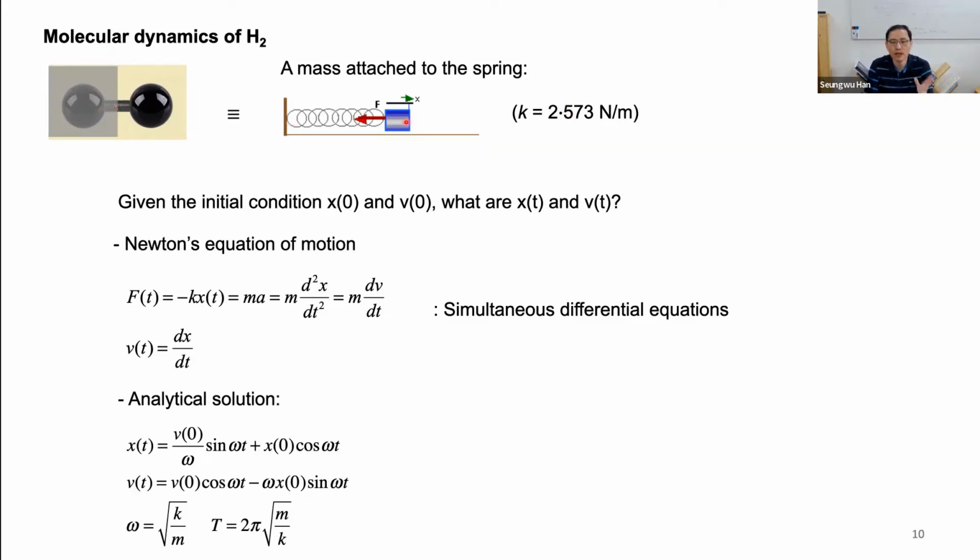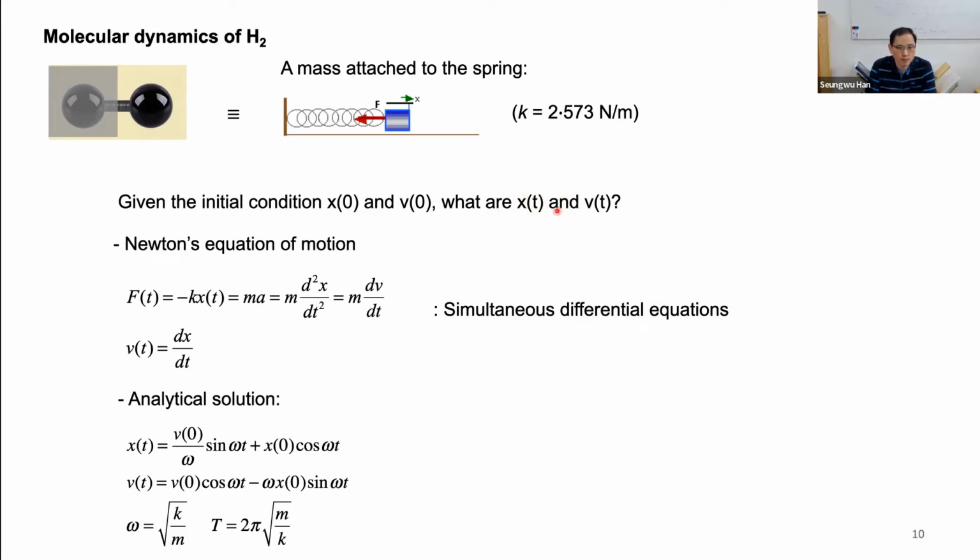Okay, so this is simply the problem of a mass attached to a spring, which we know the solution well from general physics. And here our question is that from the initial condition of x0 and v0, the position and the velocity, what are the position and the velocity at a later time t? Okay, so this is the most simplified version of what Laplace mentioned in his Laplace demon. And so this is what we want to do.